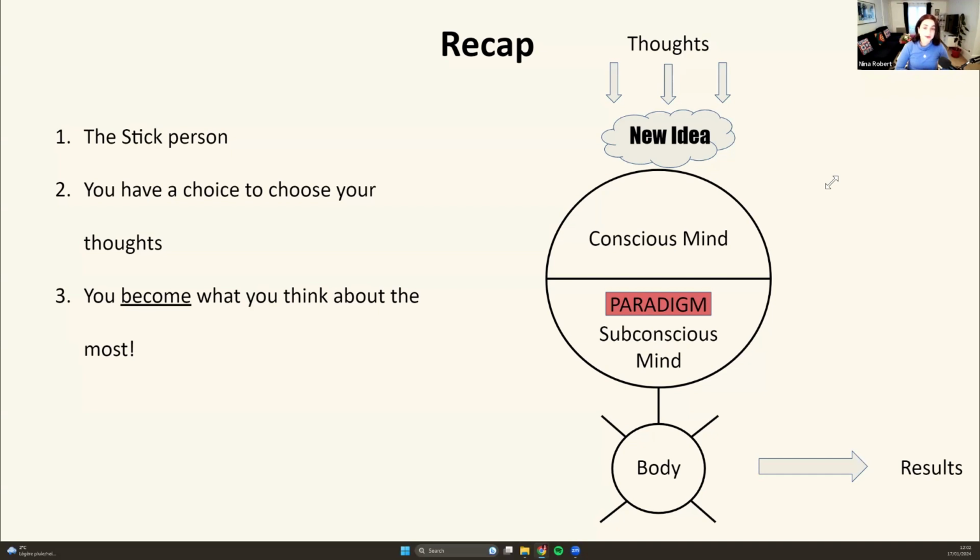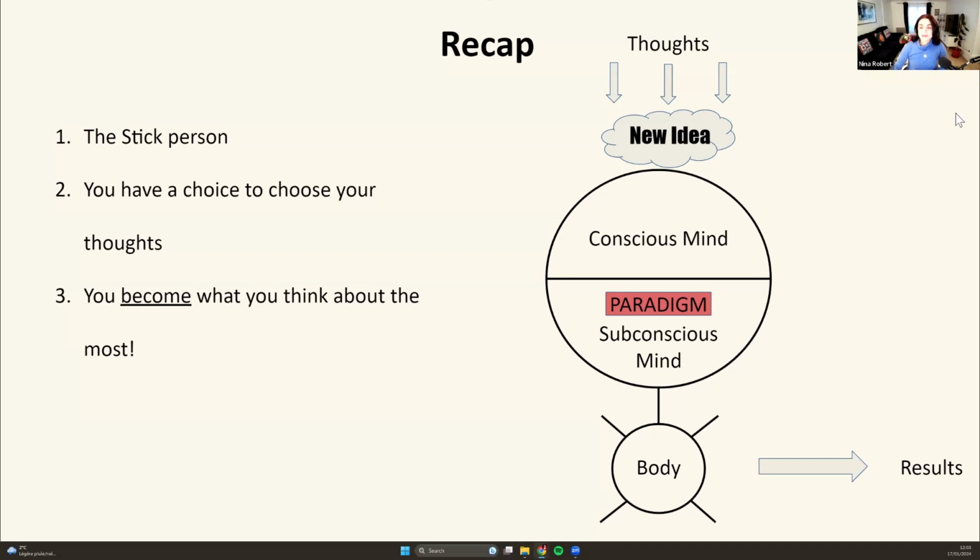And we said that the mind is basically divided into two main composites. That is the conscious mind, where our thinking and our ability to choose our thoughts and to build new ideas is situated, and our subconscious mind, that is the hidden part of it, and where our paradigm and our beliefs are stored. It's a kind of software that we operate on, or if you will, a kind of operating system that we operate on as a human being.